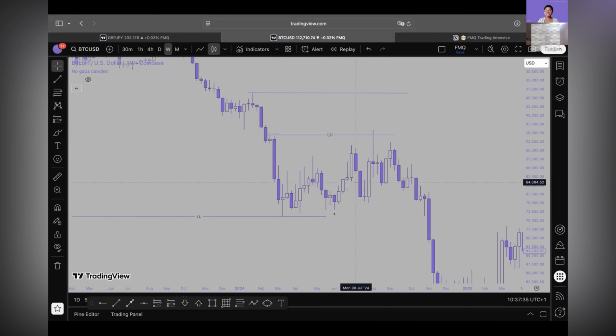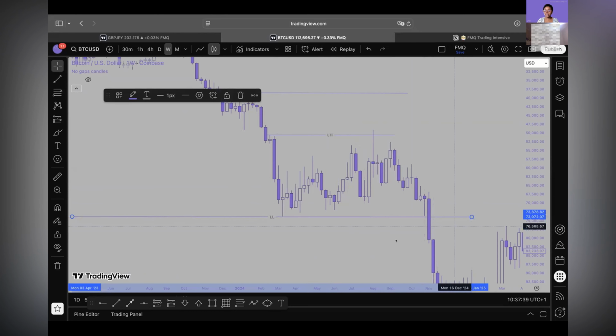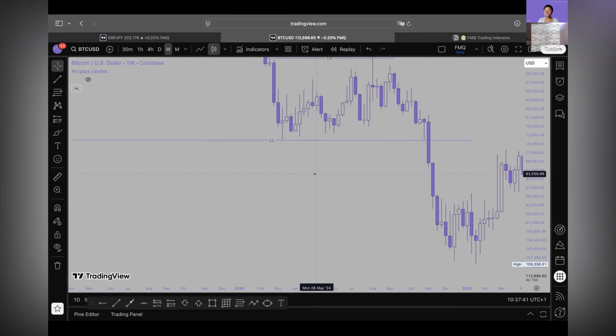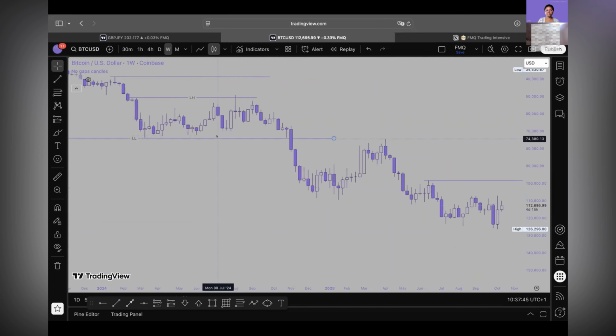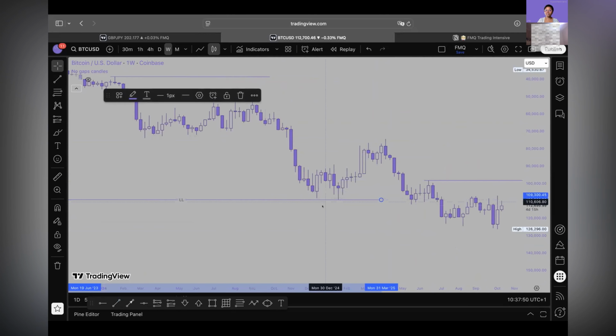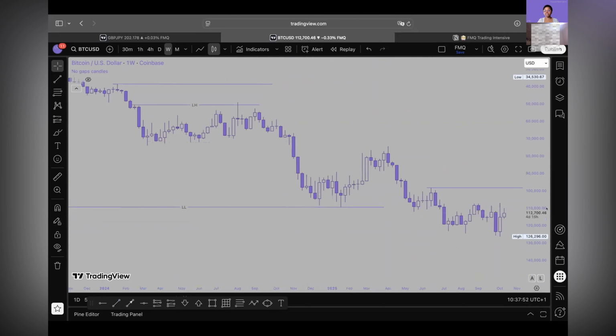So with that being said, where is now the recent lower low? This lower low has been mitigated. That means this lower low is no longer valid. Where is now going to be the lower low? This is going to be our lower low. And where is going to be our lower high? Okay, let's bring out our analogy.